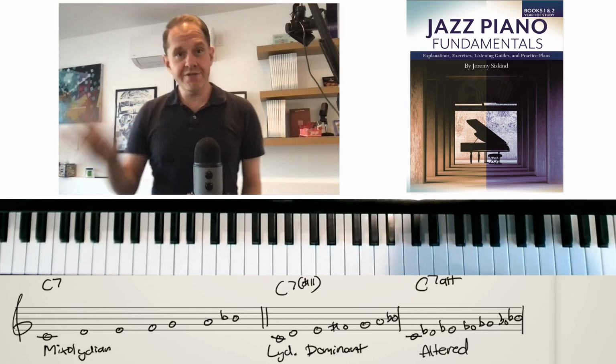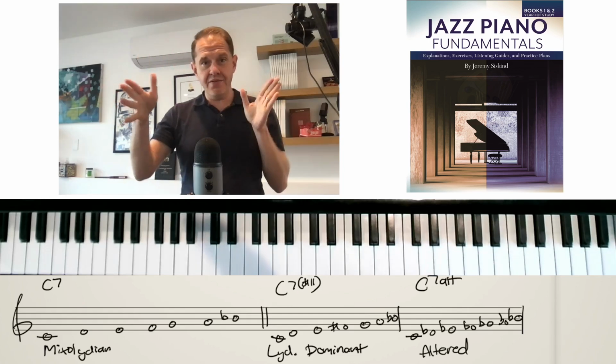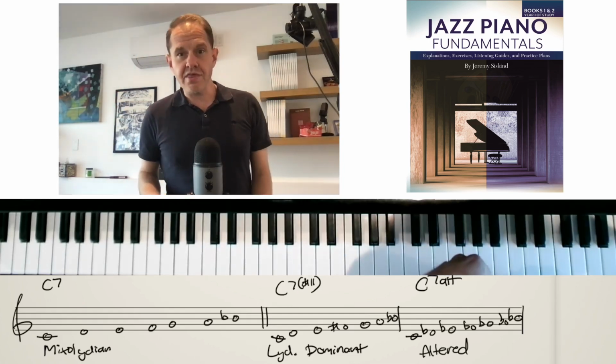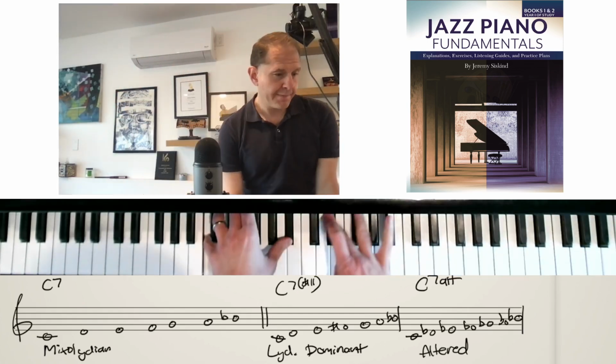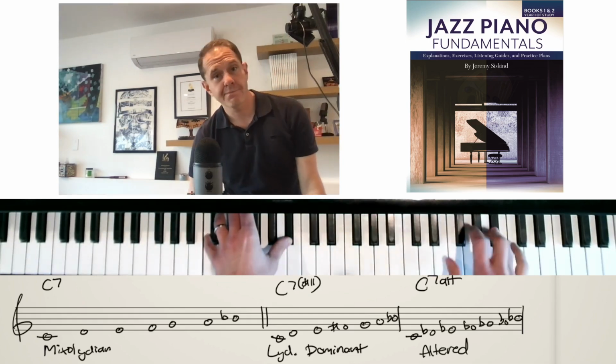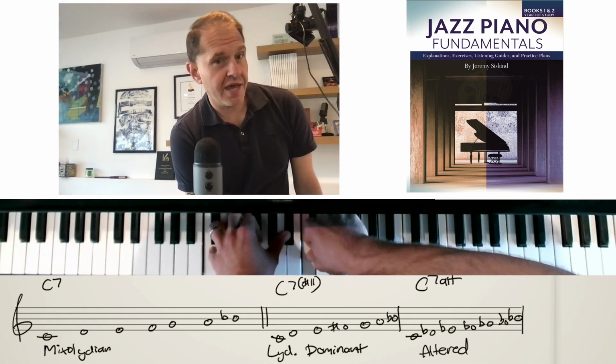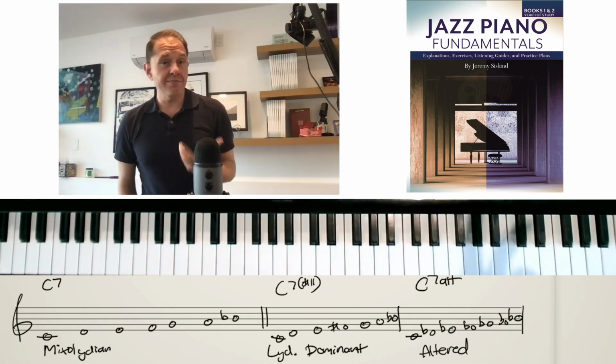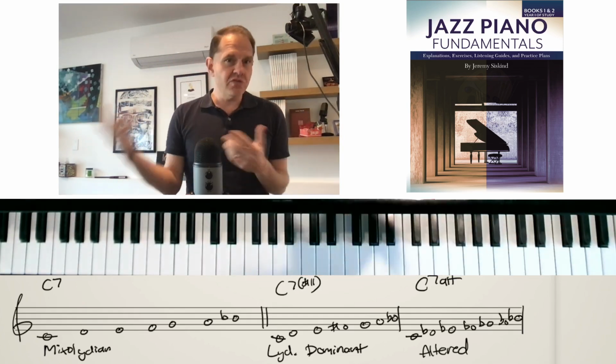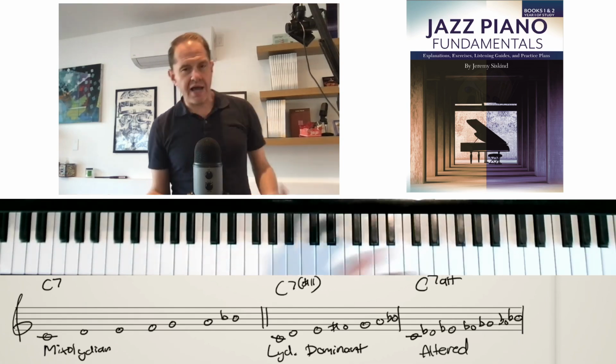And the easiest way to find this in any key is to take the scale and flat every single note other than the root. A fascinating and very useful scale. On one hand, it's very different than the Mixolydian mode. On the other hand, we use this all the time, so it's not that crazy.